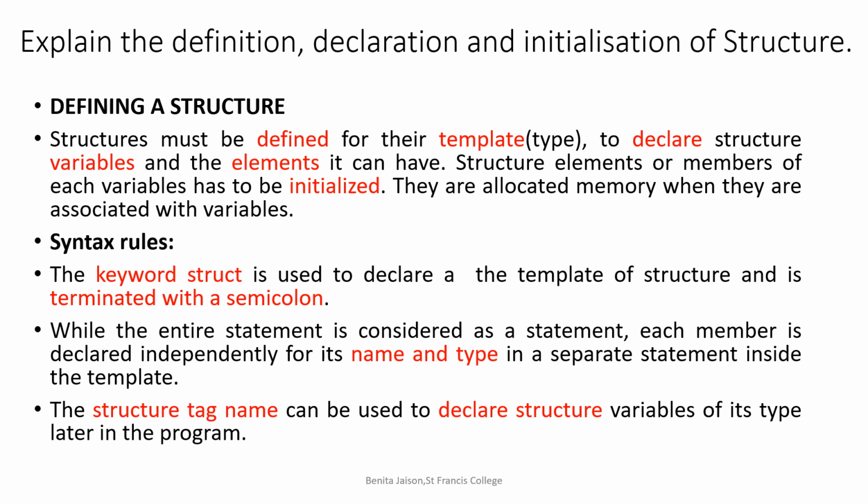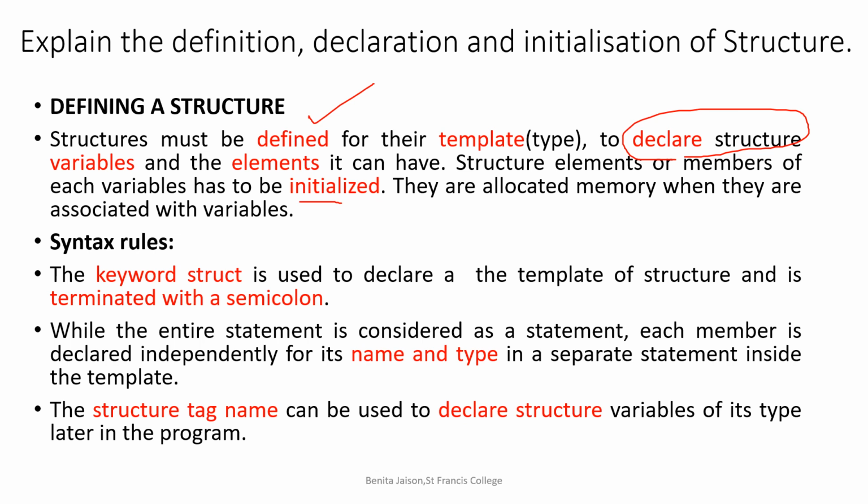The type, that is, which is nothing but a combination of different primary data types, and then we have to declare the structure variables. Once it is defined, then we can use that struct and the tag name in order to declare the structure variable, and also the elements or the members, right? So the structure elements or the members of each variable also have to be initialized. They are allocated memory when they are associated with the variables.